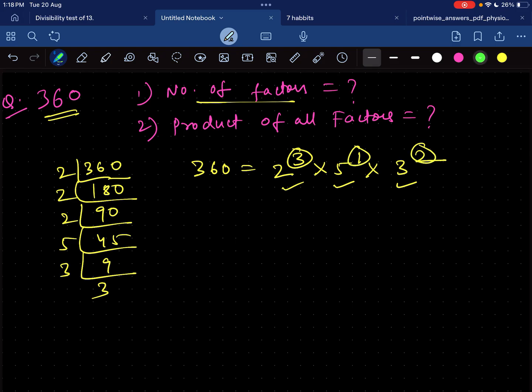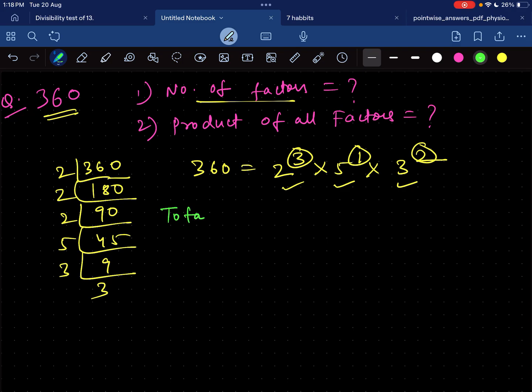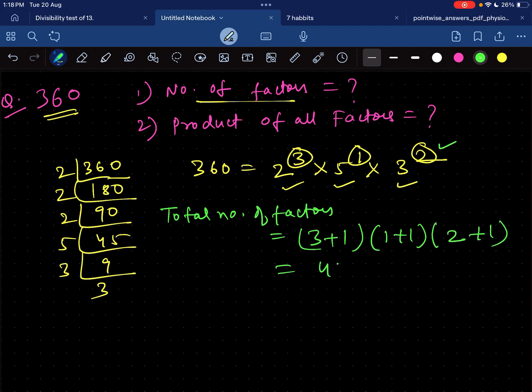Now the number of factors of 360 will be the first power 3 plus 1, into the second power 1 plus 1, into the third power 2 plus 1. You get 4 into 2 into 3, which is 24. So you don't have to find the factors individually. You can just use this formula, and you get 24.